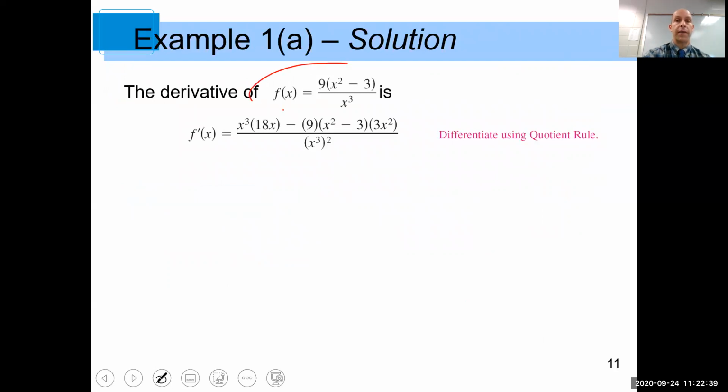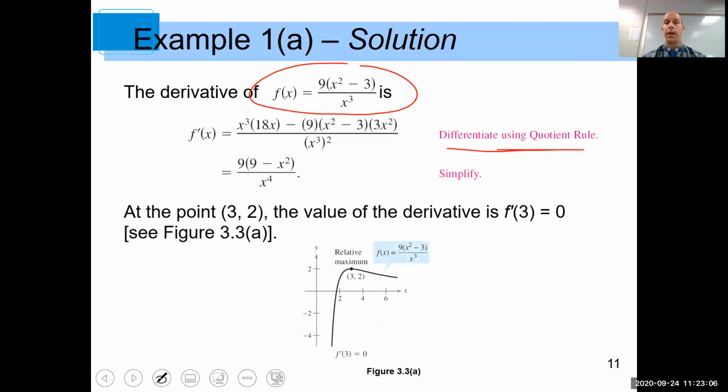So we've got the function here, f of x equals 9 times the quantity x squared minus 3, over x cubed. If we differentiate this using our quotient rule, which is low d high minus high d low over low low, we get the following. Now what we want to do is just clean it up a little bit, and this one cleans up quite a bit. So now here's the key idea. This goes back to what I said a couple of slides ago.